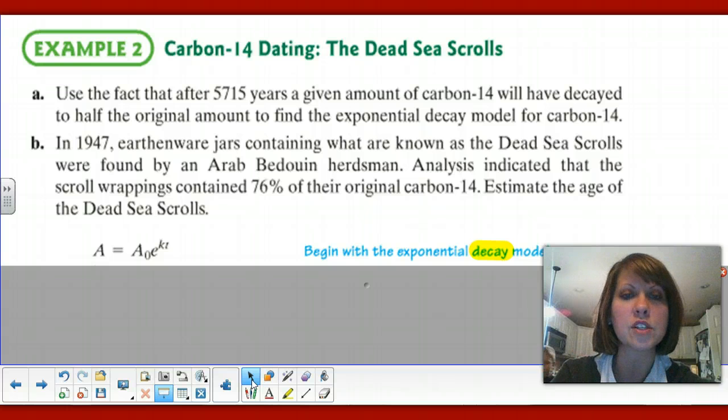All right, so how do we do this? This half of the original amount.